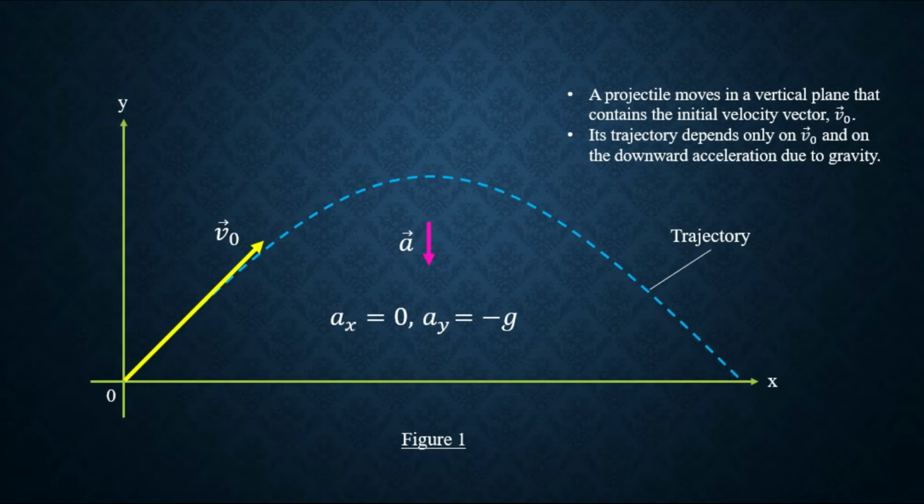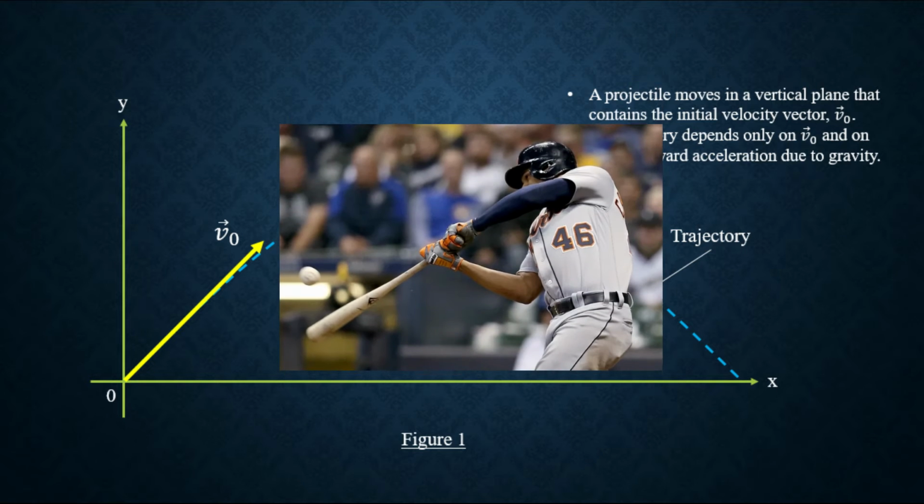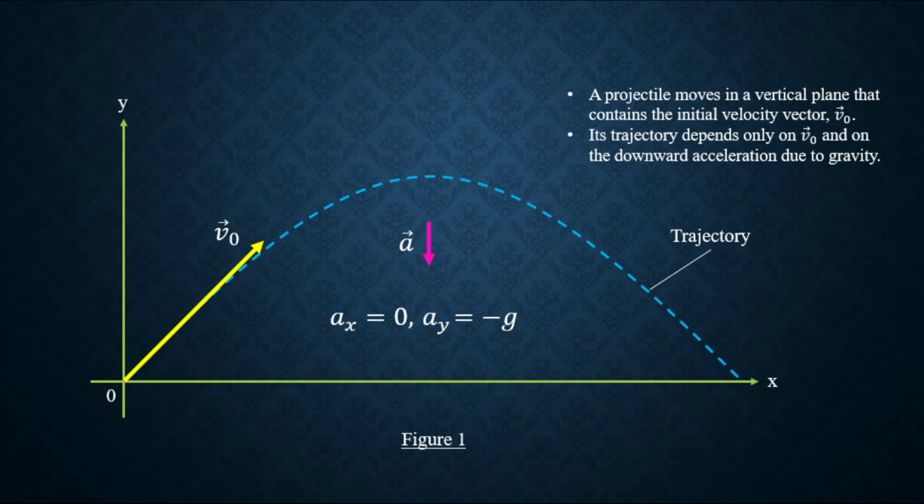A projectile is any body that is given an initial velocity, and then follows a path determined entirely by the effects of gravitational acceleration and air resistance. A batted baseball, a thrown football, and a bullet shot from a rifle are all projectiles. The path followed by a projectile is called its trajectory.